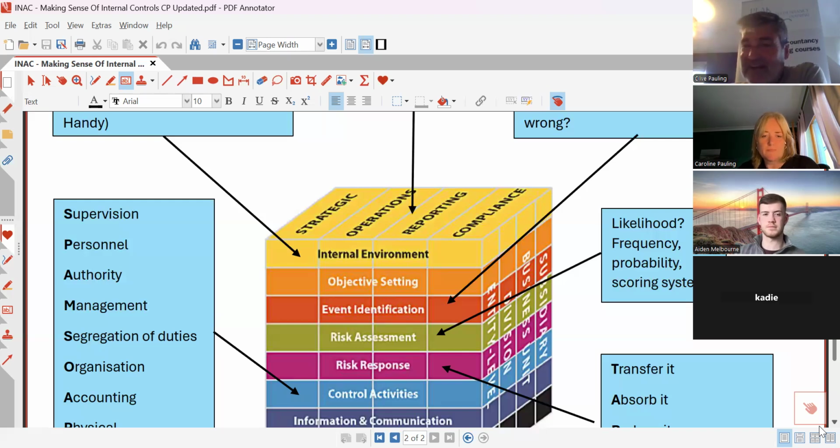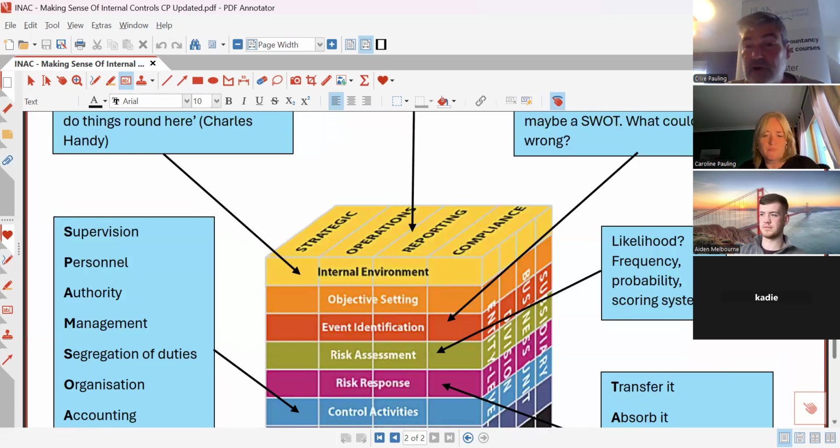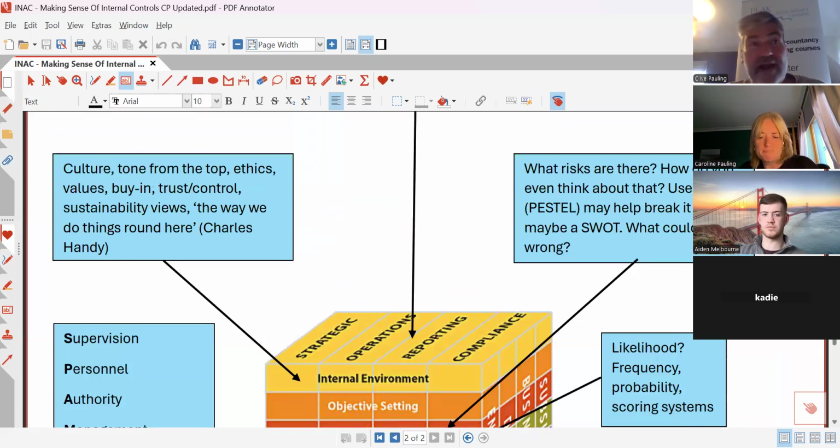The next thing, event identification. Event identification basically means what are your risks? Again, what we need is some models, some tools to help us break this down. Can you imagine suddenly being thrown a blank sheet of paper by your manager and told, right, name all the risks that we face? Where would you start with that? So this is why you have PESTLE analysis, for example. That's in the syllabus. PESTLE analysis conveniently breaks your external environment down into categories, which makes it a lot easier to think about the risks.